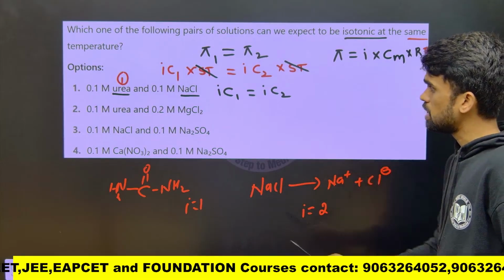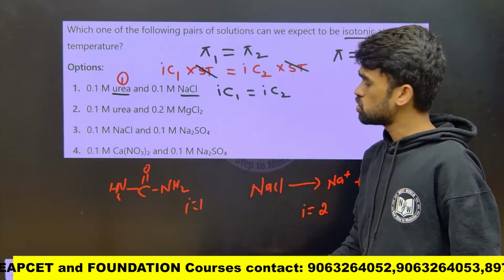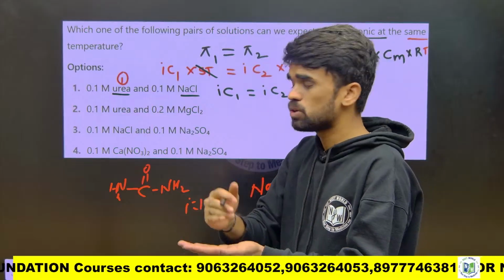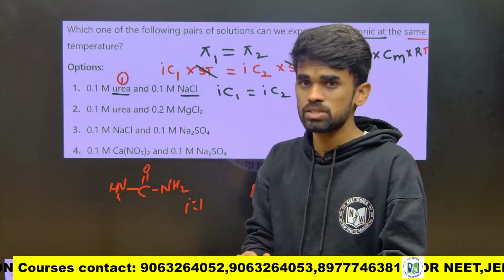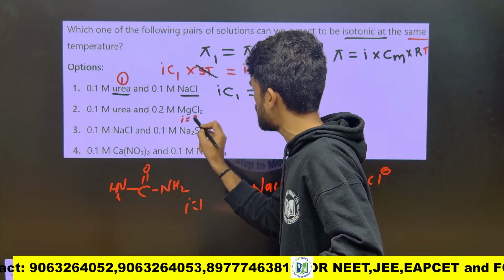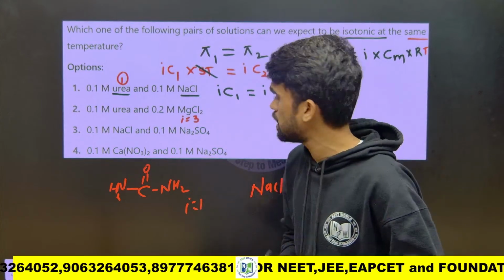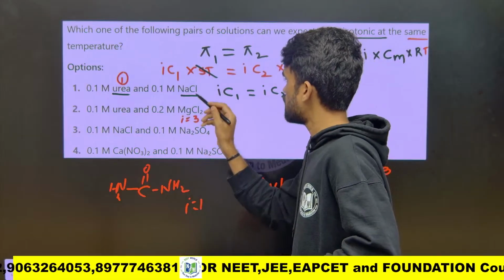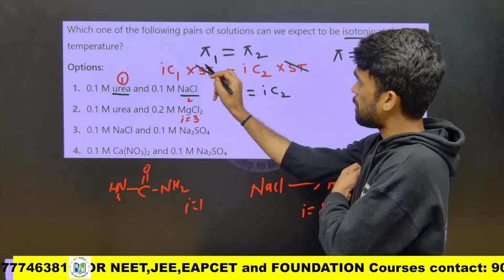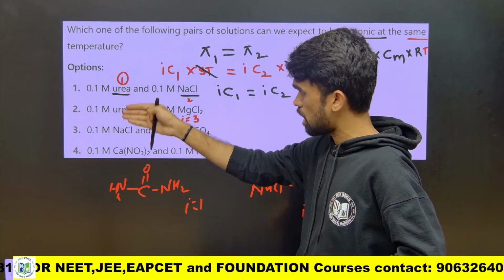Hope it is clear. For MgCl2, tell me. Whenever we keep MgCl2 in the aqueous solution, what happens? It will dissociate as Mg plus 2 and 2 Cl minus. So the Van 't Hoff factor i for MgCl2 will be 3, because the total ions formed is 3, and for NaCl it is 2. Hope this is clear. Now let us do these options one by one.